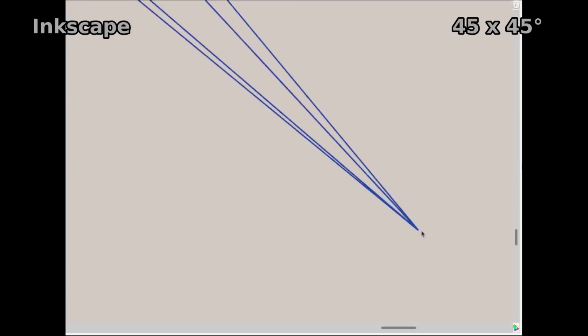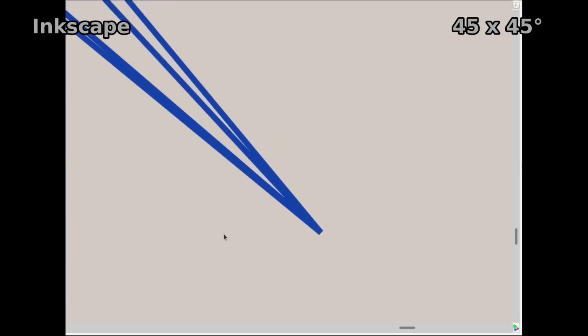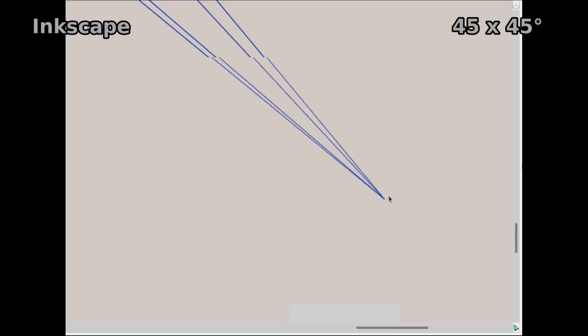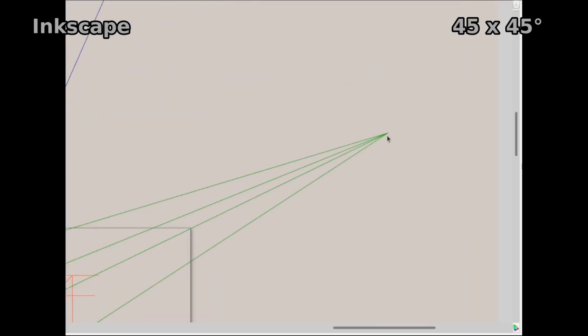With cubes in Inkscape, using the bottom-up method, there are no lines pointing to a vanishing point that miss the mark, not even in the slightest. This can more easily be accomplished with physical art.